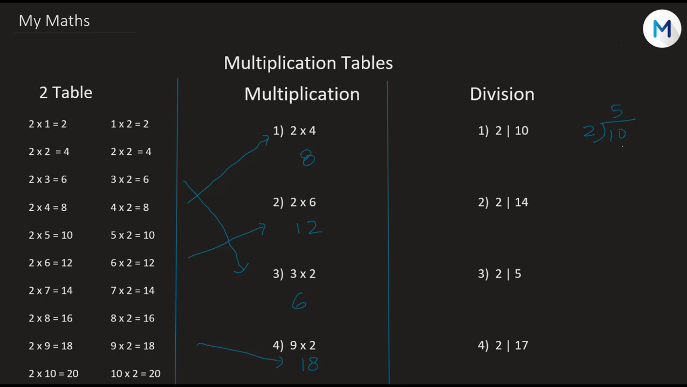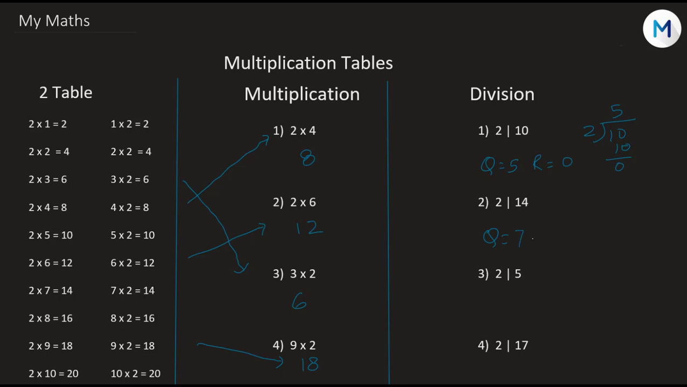2 times 5 is 10 and then 0 is the remainder. This can be written in this form also. Here, how many times does 2 go? 2 is going 5 times. So the quotient is 5 and the remainder is 0 because it goes exactly. We have to see where the 10 comes in the 2 table. By observing that 2 times 5 is 10 from the 2 table, we can see that 2 goes 5 times in 10. Similarly 14 goes 7 times.